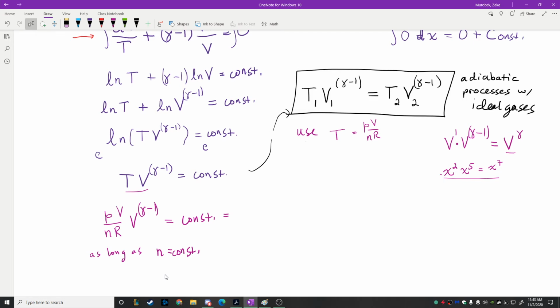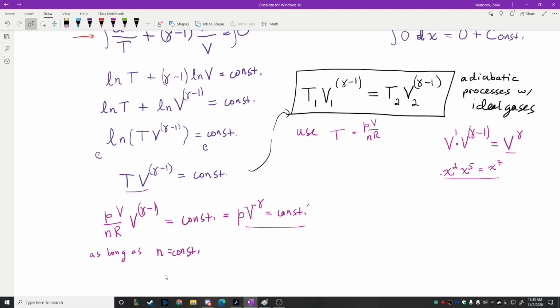But as long as n is constant, then we can multiply the n and the R to the right-hand side and just get that really what we have is P times V to the gamma. This thing is constant now. So we're just going to absorb, not the same constant, we'll call it constant prime or something, but we absorb the n and the R into the constant, basically.